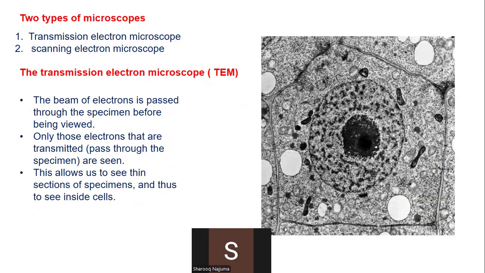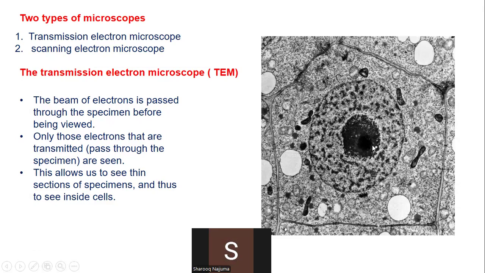So there are two types of electron microscopes. The first one is what we call a transmission electron microscope. The second one is a scanning electron microscope. You will usually find such terms as TEM, standing for transmission electron microscope. Or you'll find a transmission electron micrograph, which simply means a photograph that was taken from a transmission electron microscope. Like this is a transmission electron micrograph.